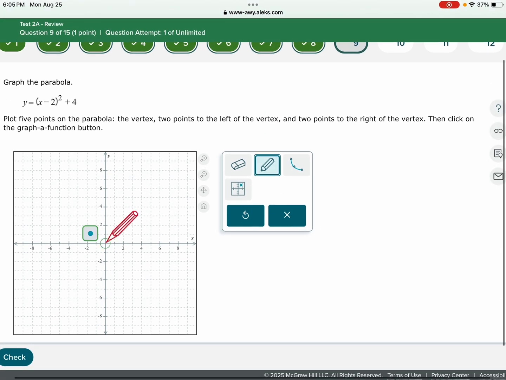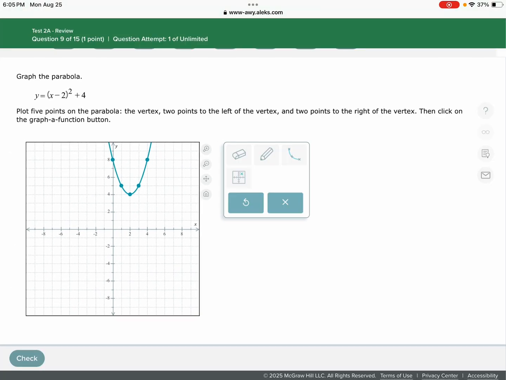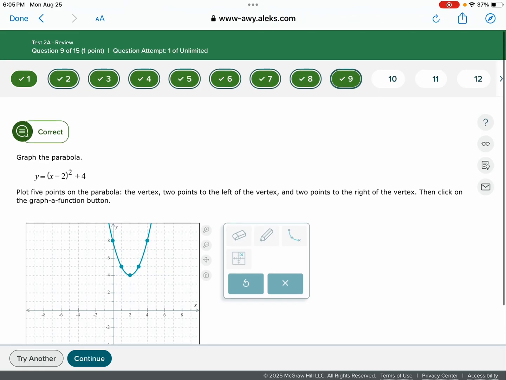I like to use the pencil. So we said 2 units to the right, 4 units up for the vertex. And then using the 1, 3, 5 rule: there's 1, 1, 2, and 3. And then I can do that same pattern over here. Once you do that, if you have all those 5 points graphed, click on the button directly to the right of the pencil, and it will put a line through them. Let's go ahead and check. And we're good.